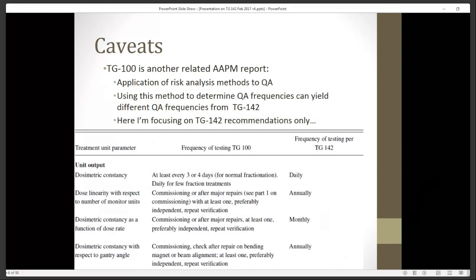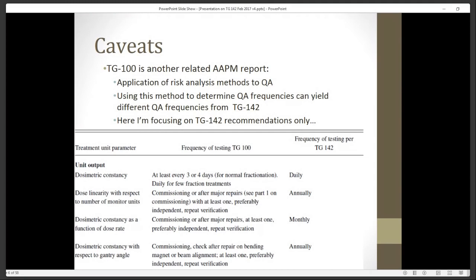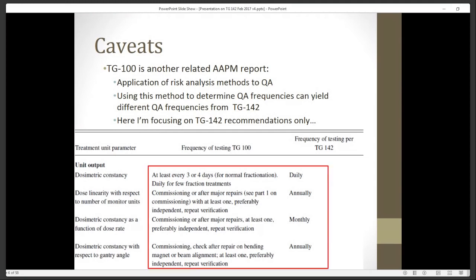And one thing that is interesting is that method isn't necessarily going to give the same results as the recommendations from TG142. And you can see that here. This is a table from TG100, and it shows you if you go through this kind of risk-based analysis, you can get a certain frequency for certain tests, and that may very well vary from what is recommended in TG142. But in this presentation, we're just focusing on TG142 and not really going to look any more at TG100.